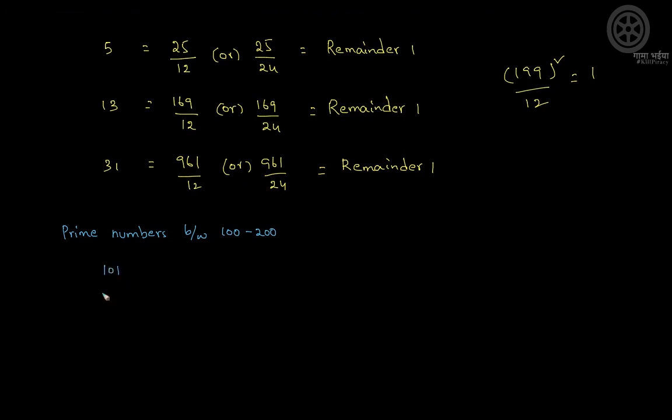Right? We see the prime numbers between 100 and 200. 101, 103, 107, 109. Right? Next, 113, 127. Okay, we'll put it in an easy way.